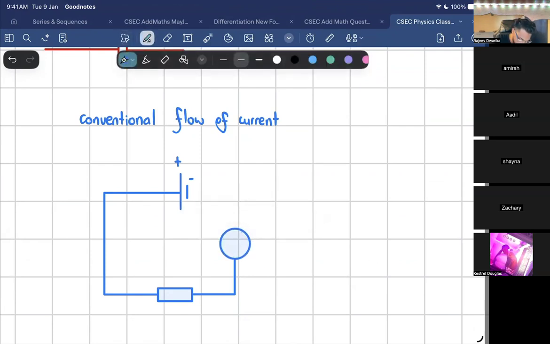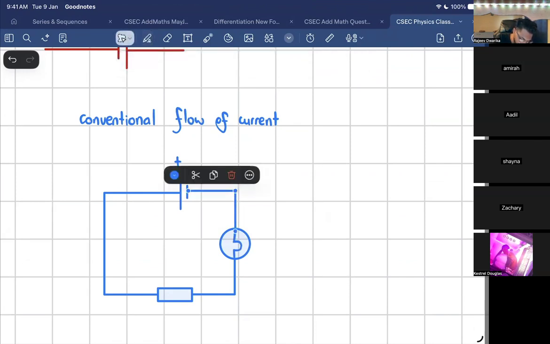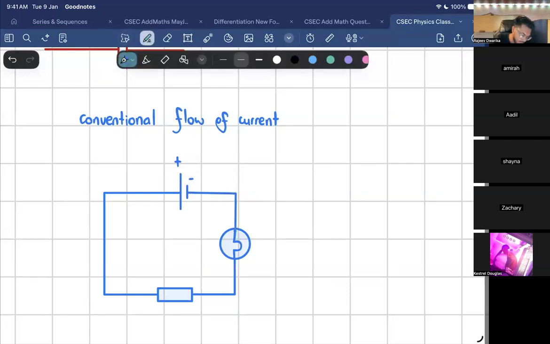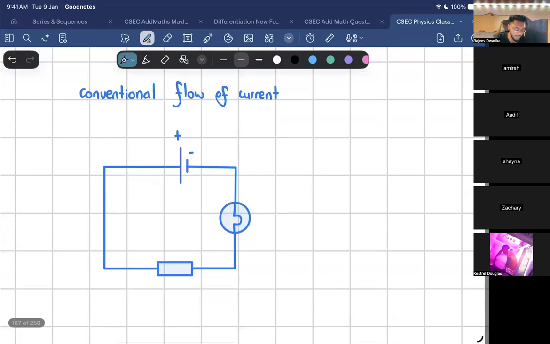Does anybody know what this is? That's the LED. No, that's not an LED. That is a bulb, a filament bulb. An LED would look like this. That's it.